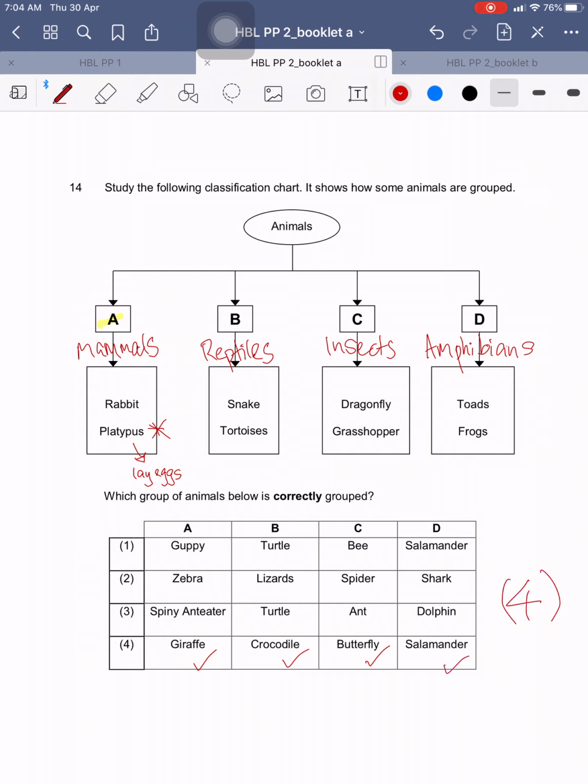Alright. Now the other options, they are not correct. You can try them out one by one. Now this anteater is actually a mammal.